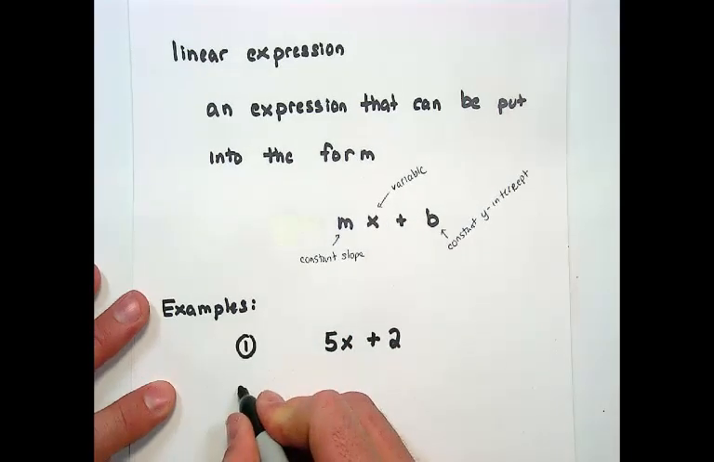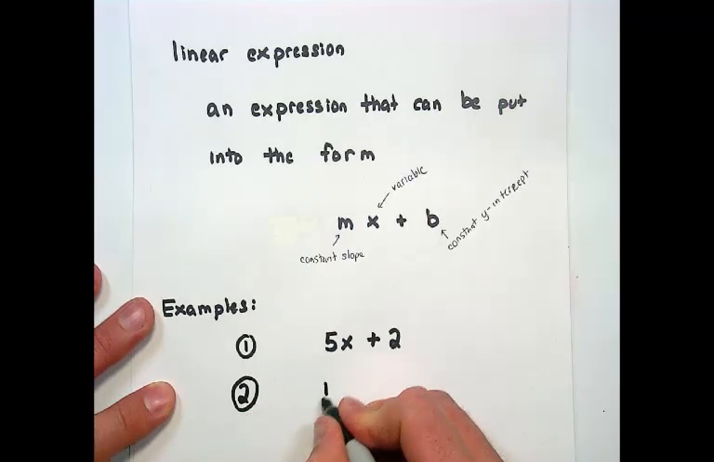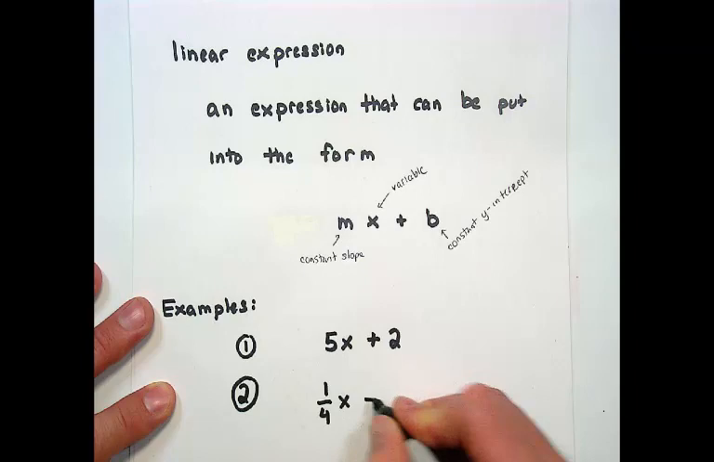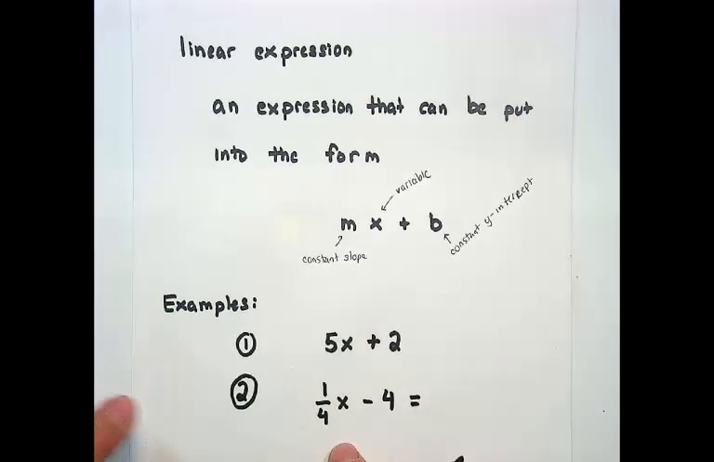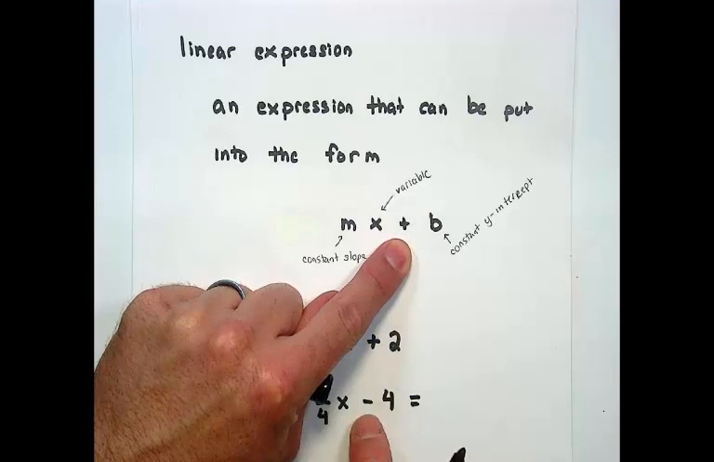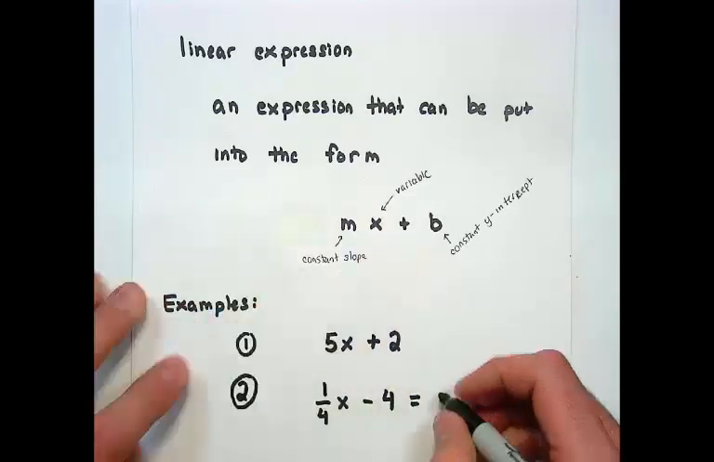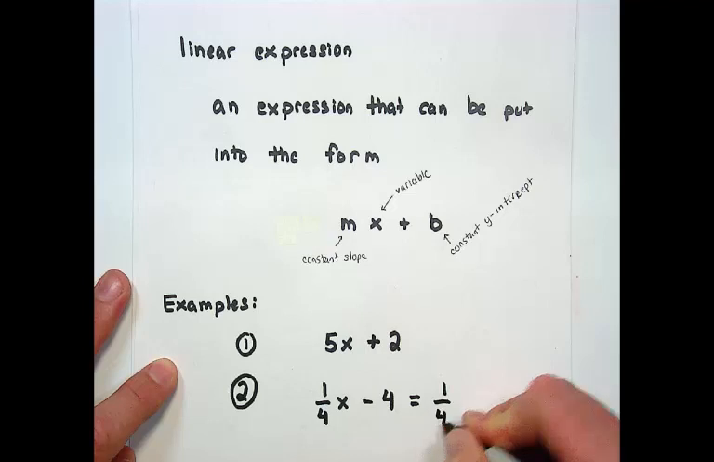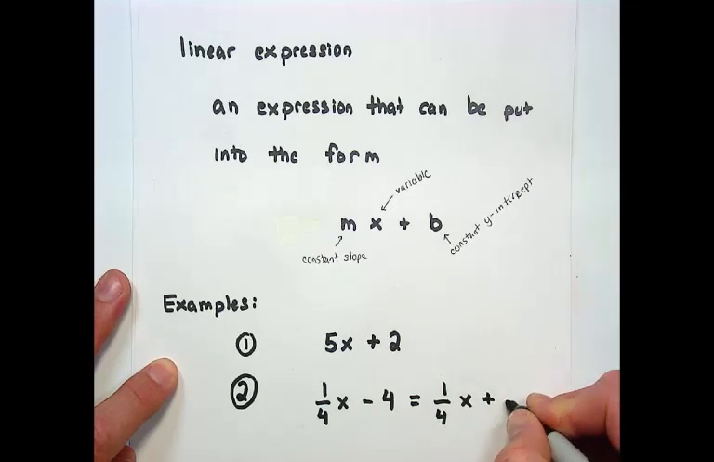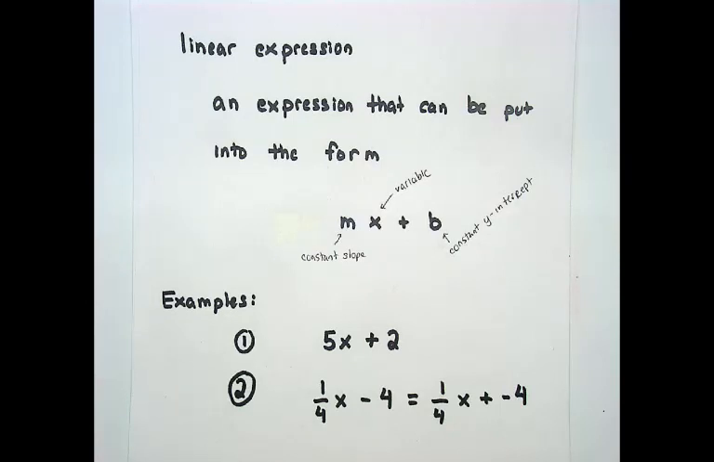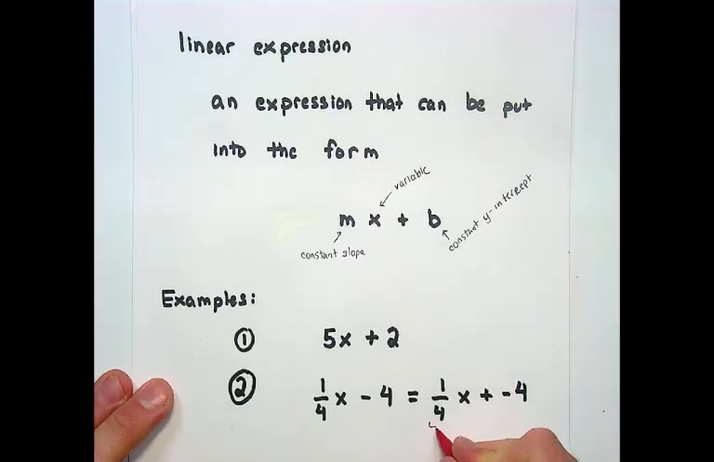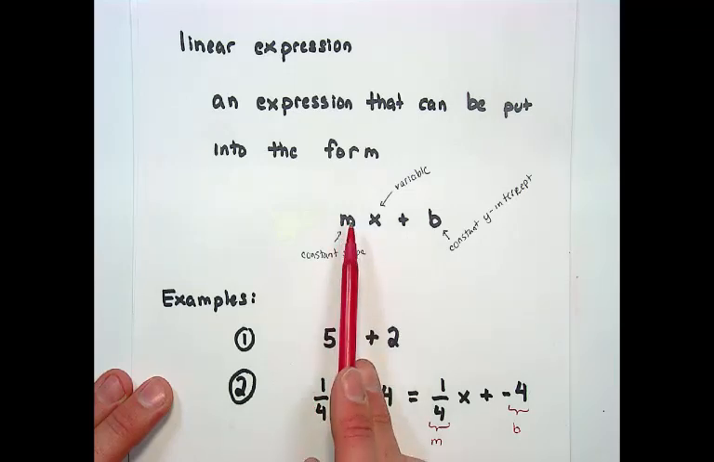Let's take one that doesn't look as familiar. What if we were to do something like 1/4 x minus 4? Well, this thing does not look identical to this because this is a subtraction, that is a positive. But if we remember from our previous lives, every subtraction we can write as the addition of a negative number. And indeed, this constant out in front, we're going to call that the m. This -4, we're going to call that the b. Here we've got our variable. And indeed, this is a linear expression because it is in our form mx plus b.